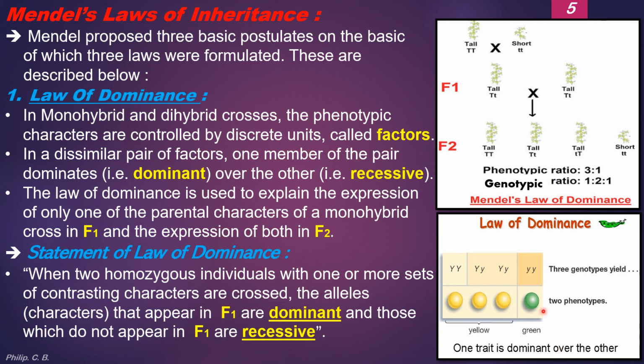Then another image which shows the law of dominance, three genotypes: capital Y capital Y, capital Y small y, and small y small y. So in three we can see the yellow color or the tallness which is dominant, and one which is dwarf or recessive gene. So three yellow and one green. So one trait is dominant over the other.